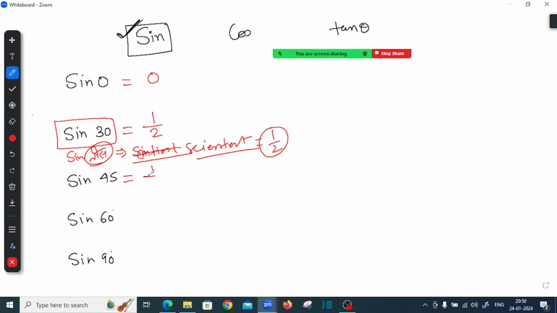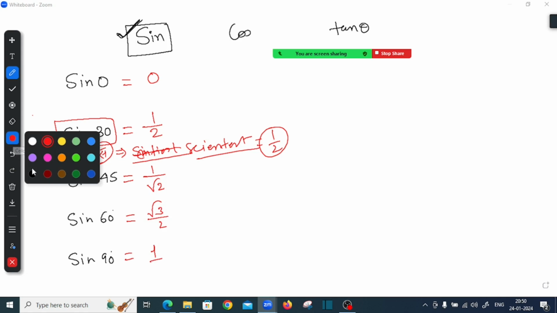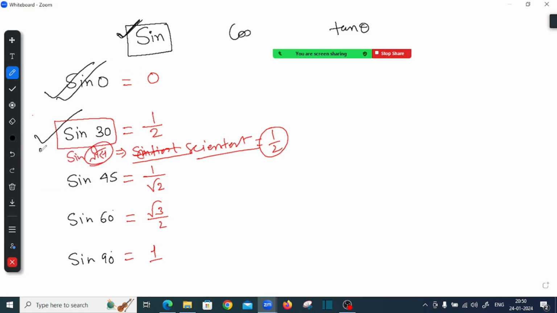Sine 45 is 1 upon root 2. You have to just remember. Sine 60 is root 3 by 2, and sine 90 is 1. See, in this sine table, I think these three values are easily remembered. Just focus on sine 45 and sine 60, just two values. If you remember these sine values, it is very easy now to recall cos and tan, right?